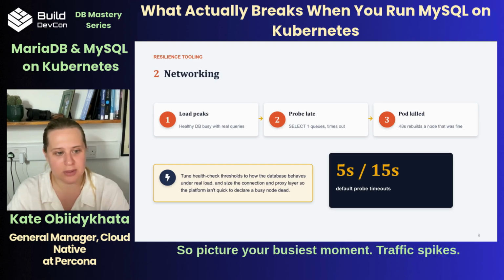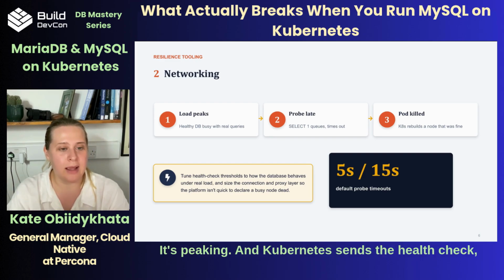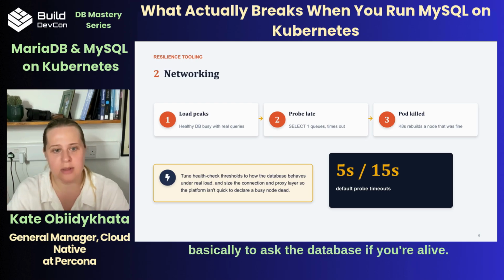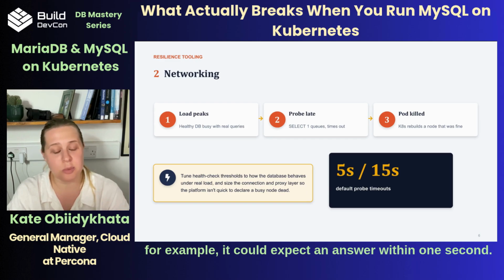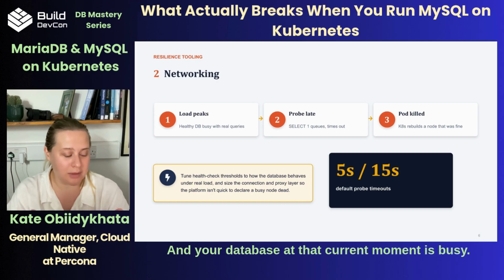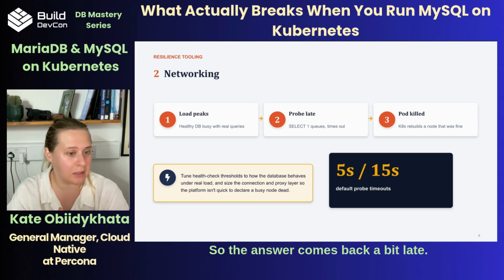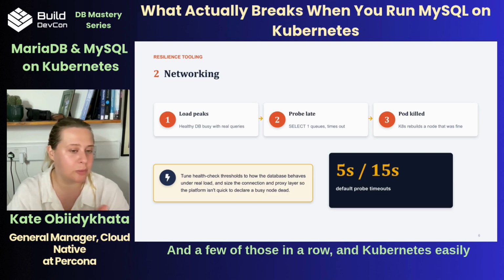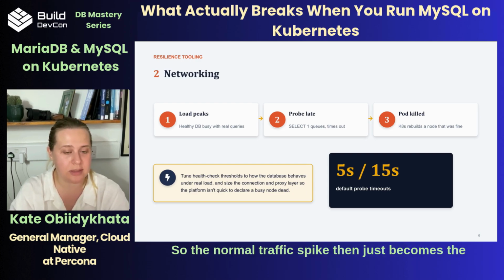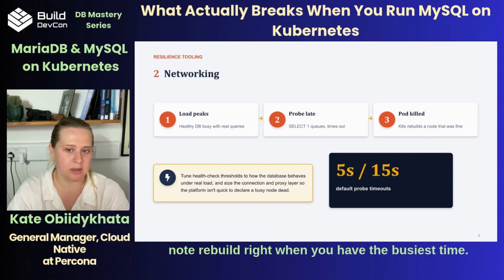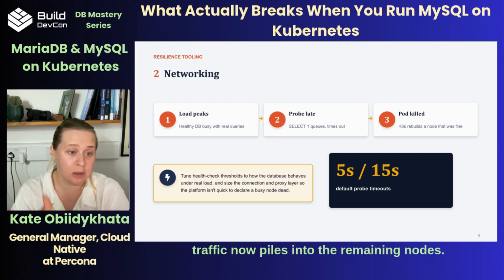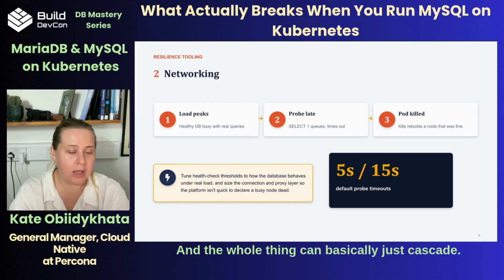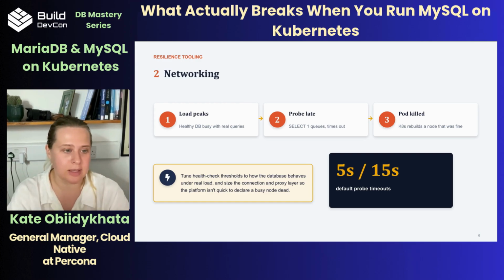So picture your busiest moment. Traffic spikes, it's peaking, and Kubernetes sends a health check basically to ask the database if you're alive. And by default, for example, it could expect an answer within 1 second, and your database at that moment is busy, so the answer comes back a bit late. A few of those in a row, and Kubernetes can easily decide that node is dead and just kill it. So the normal traffic spike then becomes a node rebuild, right at your busiest time. And it's just the beginning. Then it could get worse when that traffic piles into the remaining nodes, so they slow down too, and the whole thing can basically just cascade.